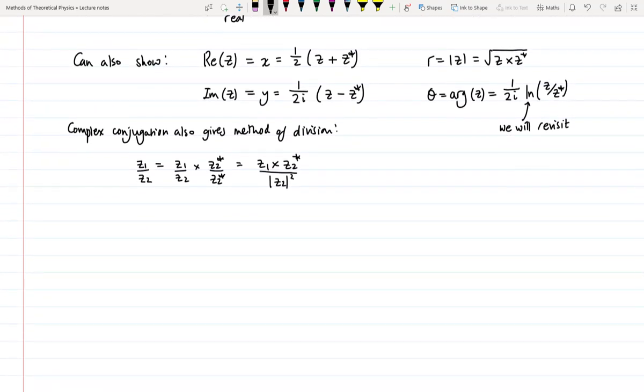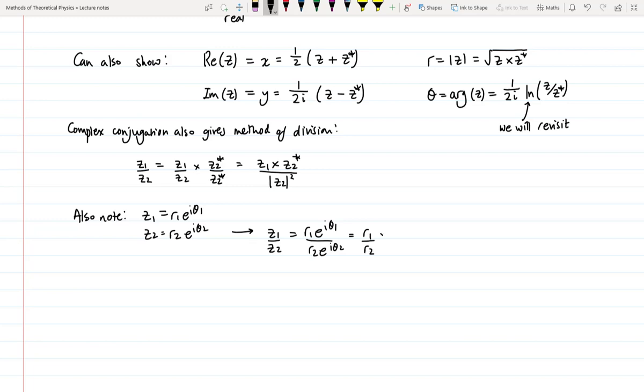We also get a little more information if we think about this in modulus argument form. So also note that if we let z1 equal r1 e to the i theta 1 and z2 equal r2 e to the i theta 2, then z1 divided by z2 is r1 e to the i theta 1 over r2 e to the i theta 2. Now the moduli are real numbers, so they divide as normal. And the arguments of the exponent give us theta 1 minus theta 2.